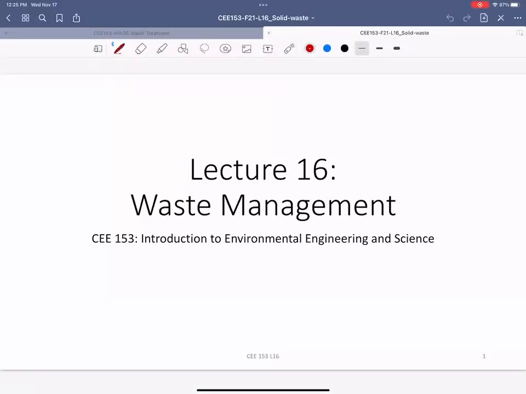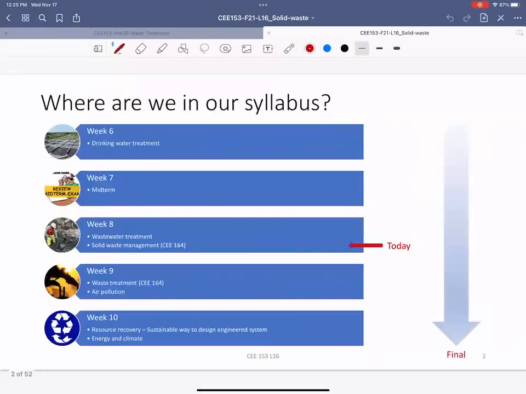All right, so this is lecture 16. Now we are going to stop talking about water and start talking about solid waste. Everything about water is over now. Today is more about solid waste. Next week is about air. The following topics are related to climate change and energy. All right, so waste management.